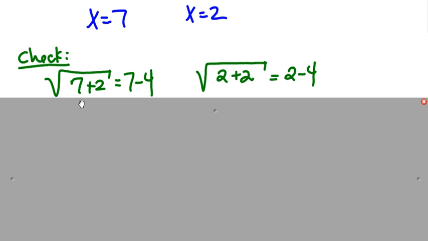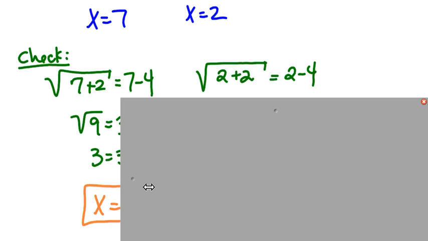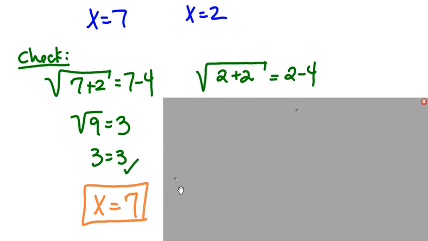So here on the left, we have the square root of 9 equaling 3. So the square root of 9 we know is 3. 3 does equal 3, therefore that's a valid solution, x equals 7. Now let's check our solution of 2. So again, substituting it into each place in the equation where it occurs.